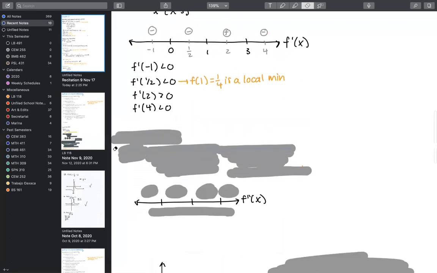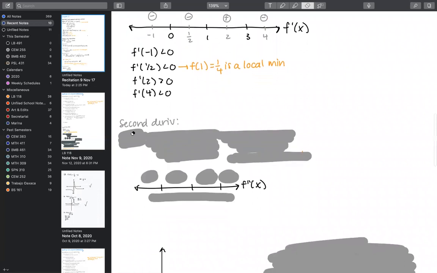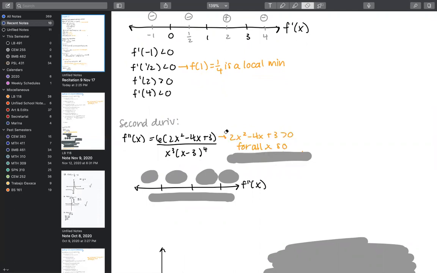So now we'll move on to the second derivative. So f double prime of x taken by the quotient rule. Again, at this point, I would hope that everybody's comfortable with the quotient rule. And if we're finding an inflection point, we're setting the numerator of the second derivative equal to 0. 6 can never be equal to 0, so that's negligible.